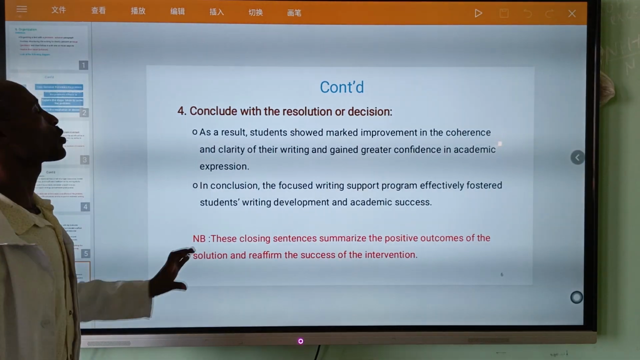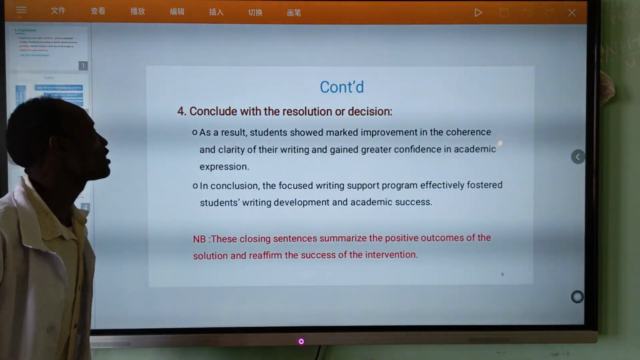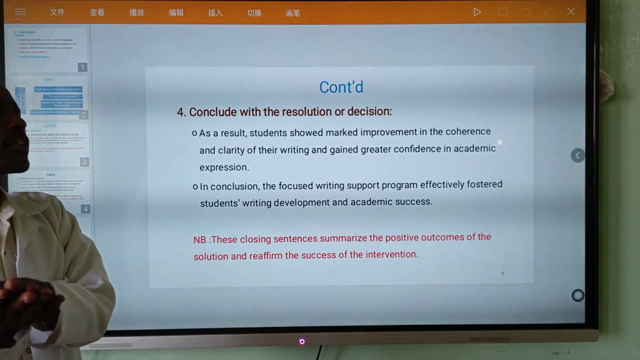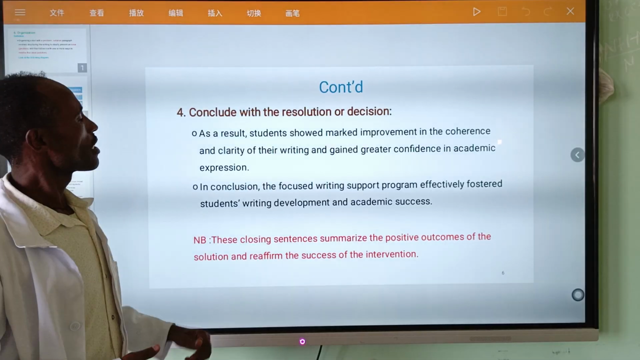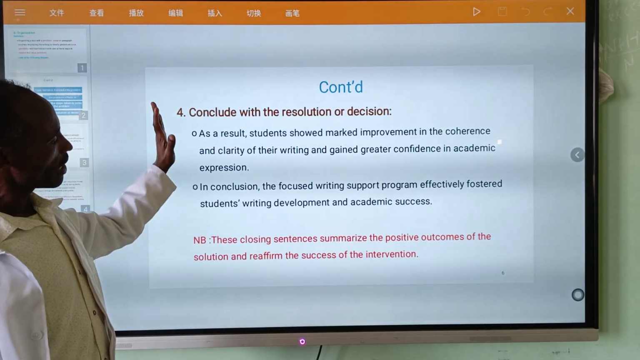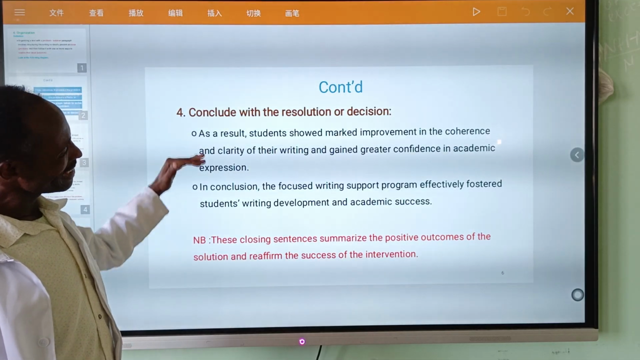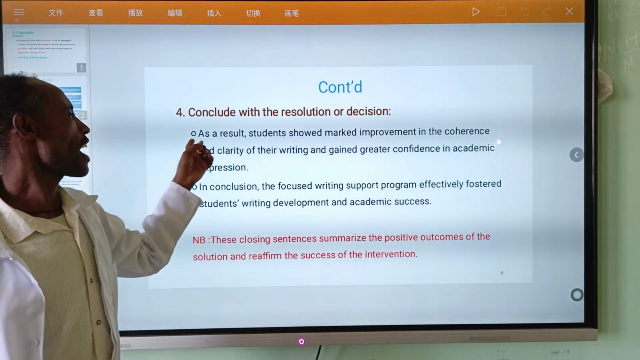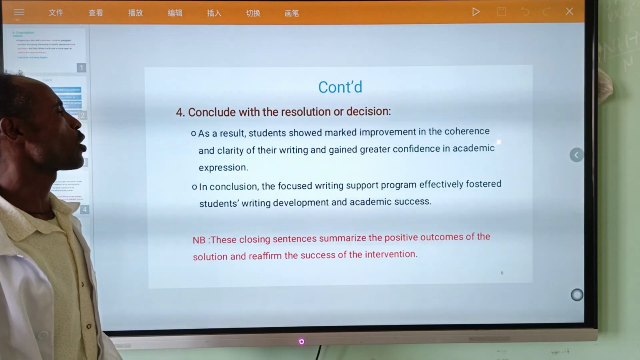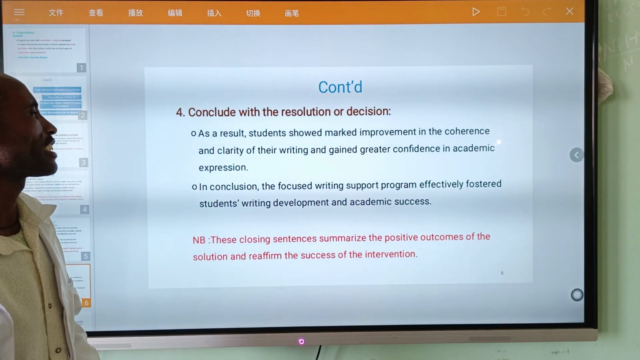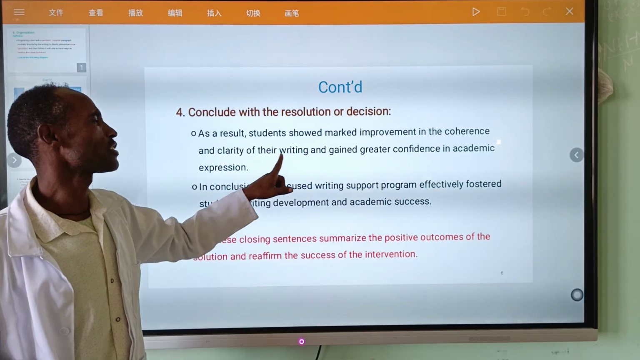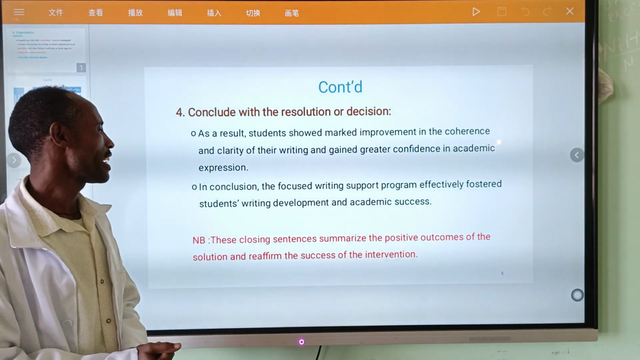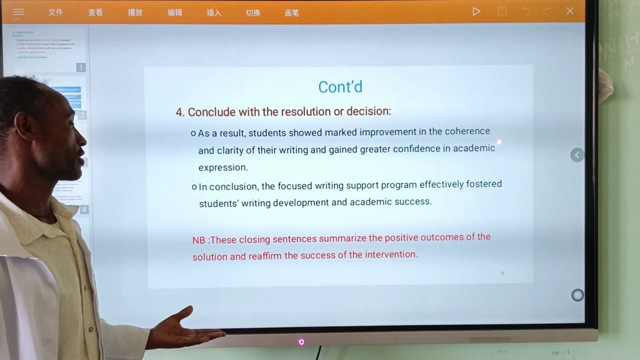The problem and solution paragraph ends with a conclusion with the resolution or decision. Here are the decisions that the writer put down in the model text. "As a result, the student showed marked improvement in the coherence and clarity of their writing and gained greater confidence in academic expression." The conclusion statement.